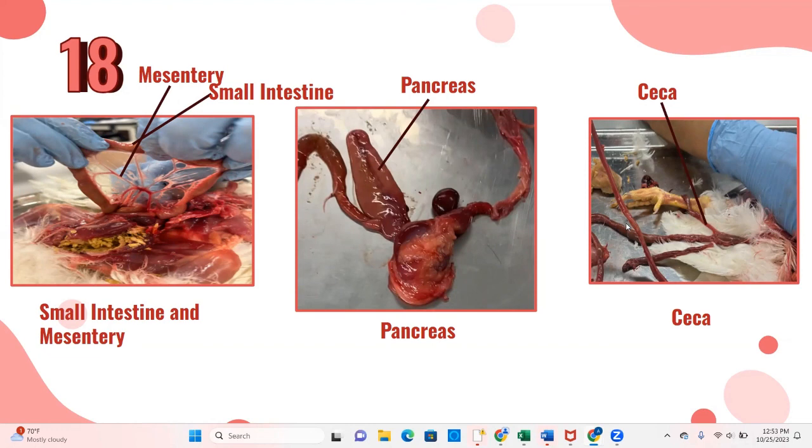And then the ceca, there's two ceca that branch at the beginning of the large intestine. This is where water reabsorption occurs and contains bacteria that help in digestion of plant cellulose, and it produces vitamins.